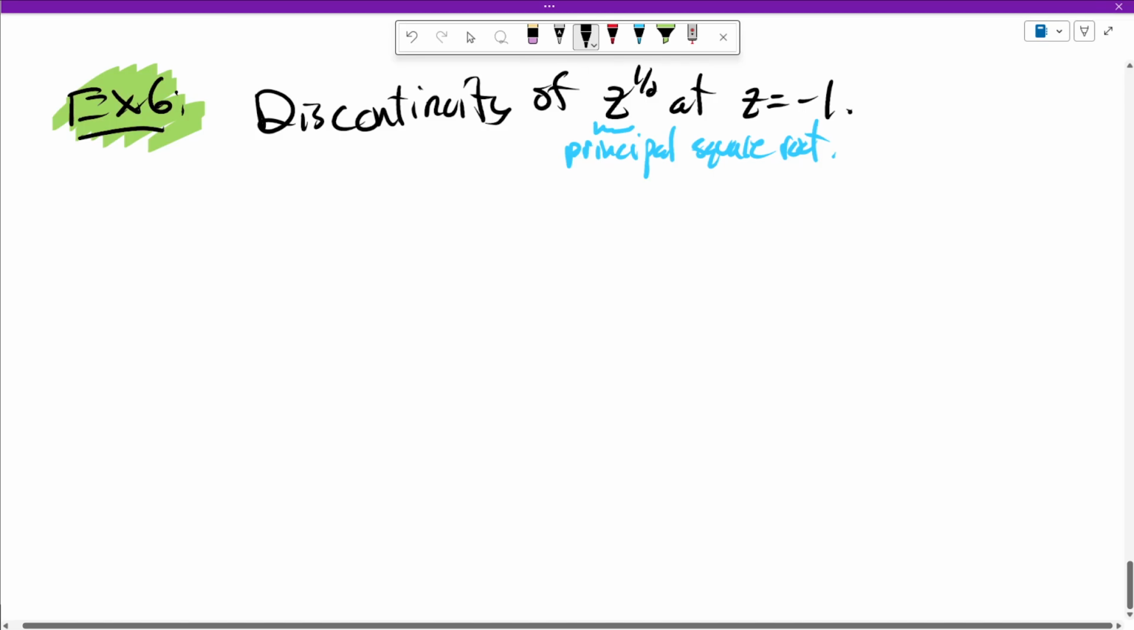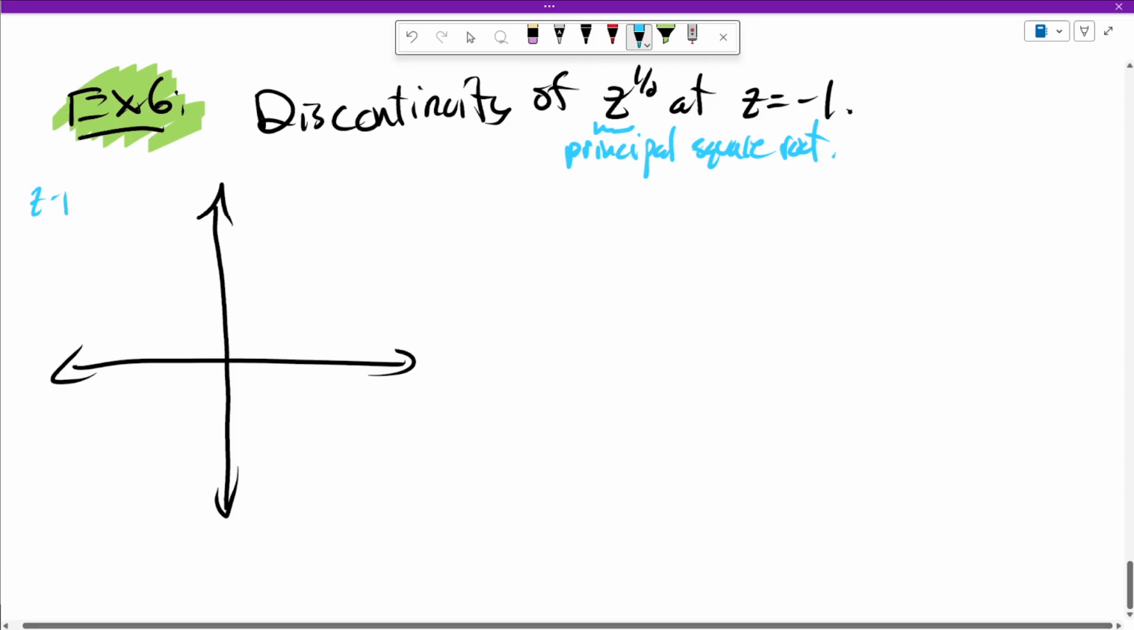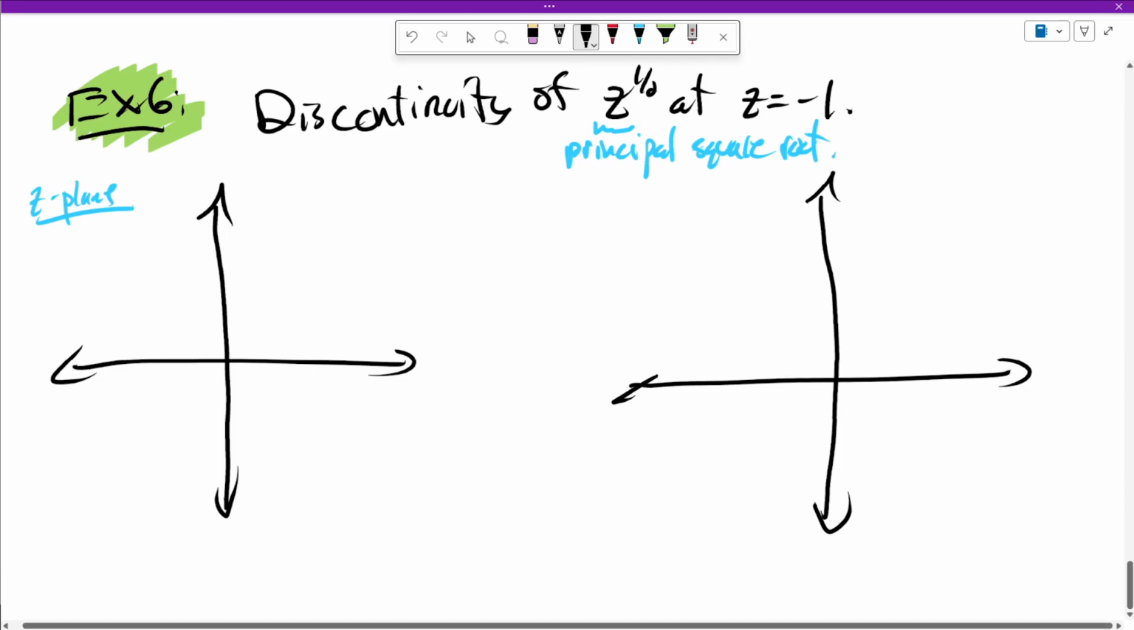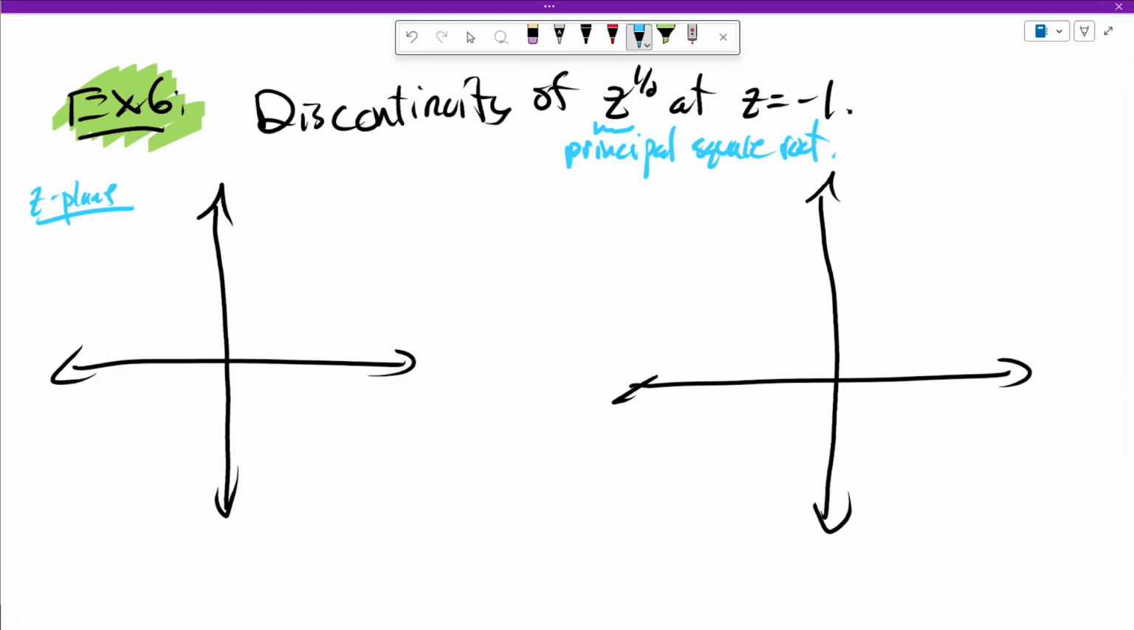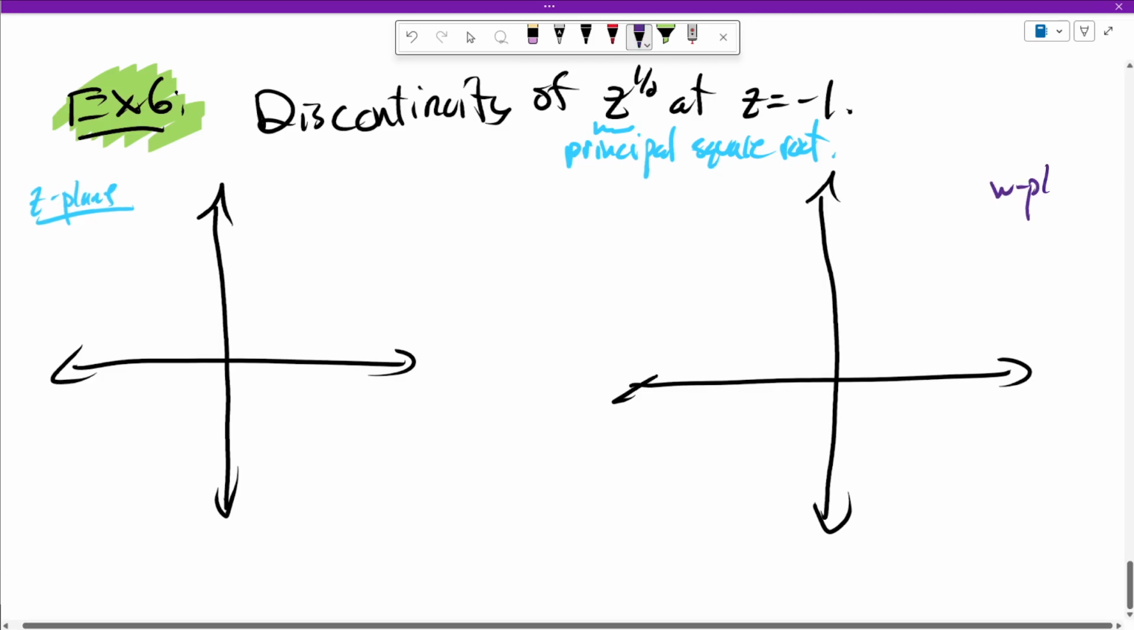Now, before we do the argument, let's show why. Geometrically, why can't it be continuous? So the domain here in our z-plane is everything. And then the codomain is also everything. So what was I using? I think here's our W plane, our output plane.